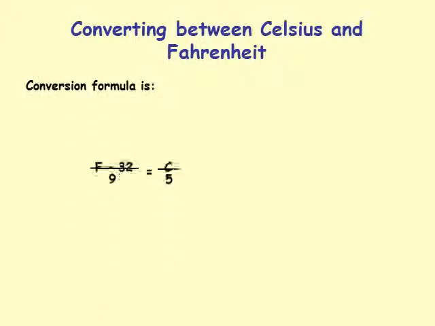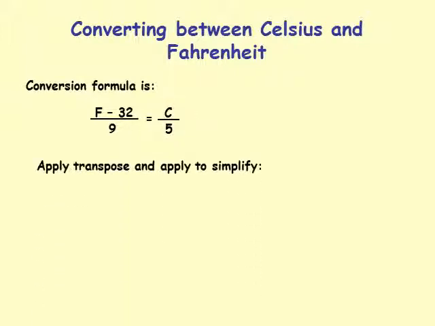The formula is F minus 32, that's degrees in Fahrenheit minus 32, divided by 9, which is equal to C over 5, that's degrees in Celsius divided by 5. Let's apply transpose and apply to simplify this. Say we have some number in the numerator and some in the denominator. Let's simplify by using a transpose and apply.